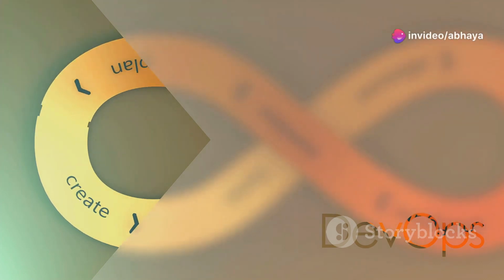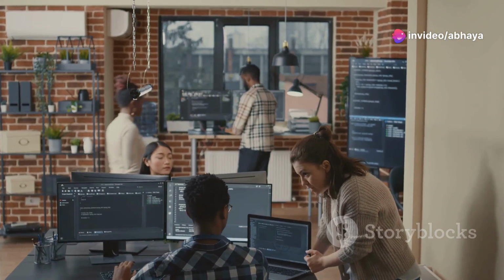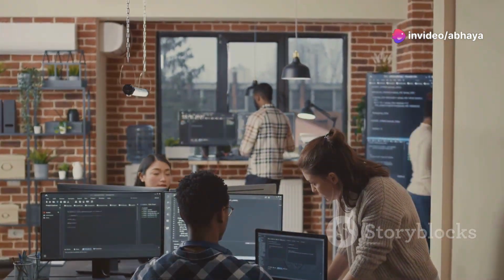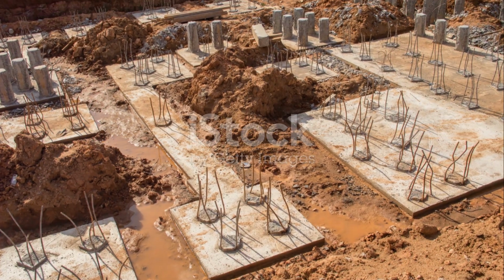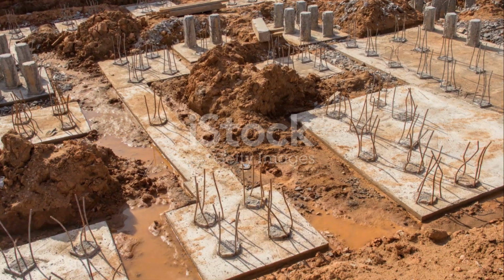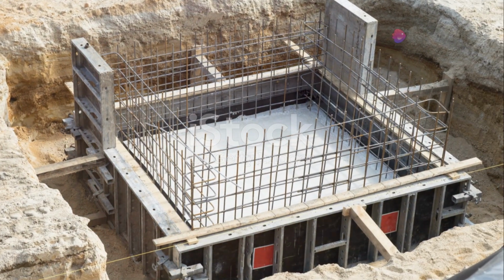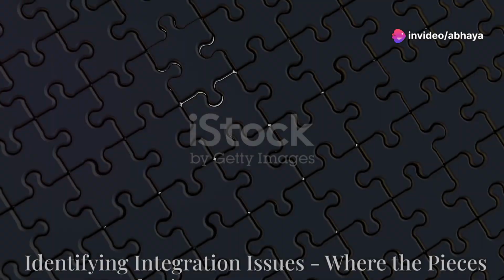And trust me, you want to find these issues early on because fixing them later in the game can be a real pain. We're talking major delays, budget blowouts, and a whole lot of frustration. So by catching these issues early on, you're essentially saving yourself a massive headache down the line. Remember, a solid structure starts with a solid foundation, and that's exactly what E2E testing provides for your software.